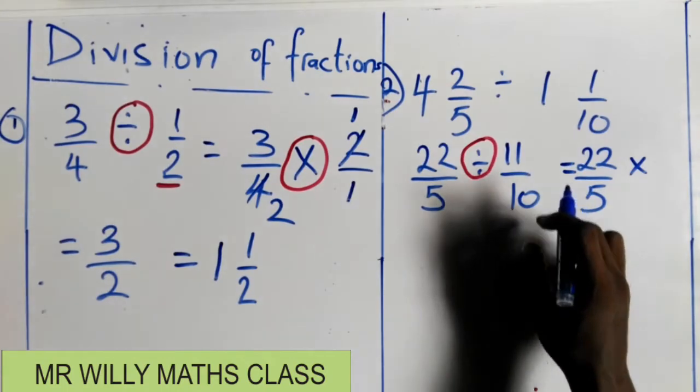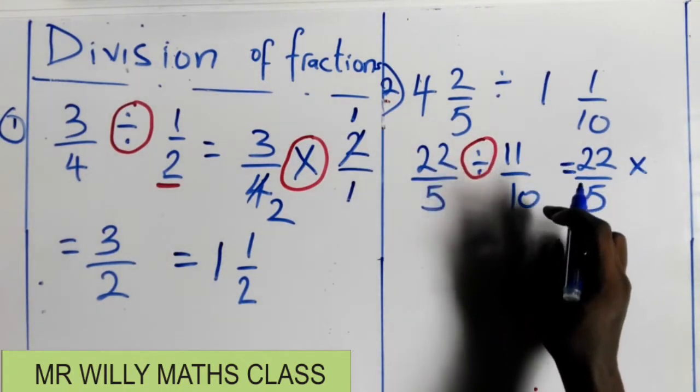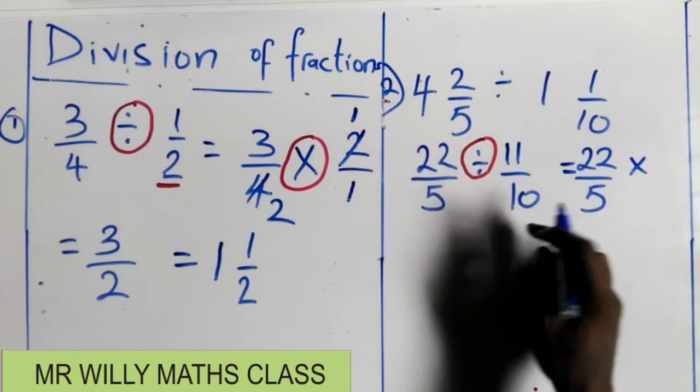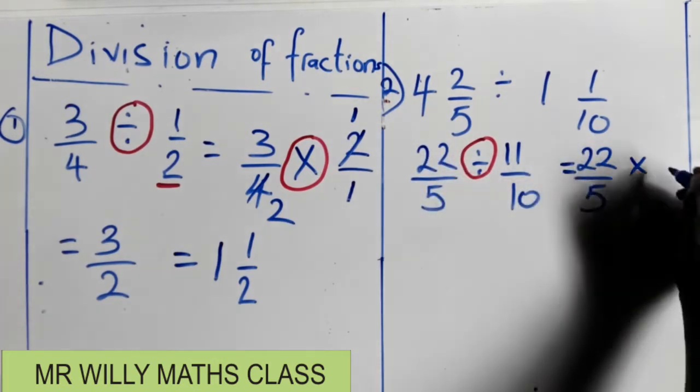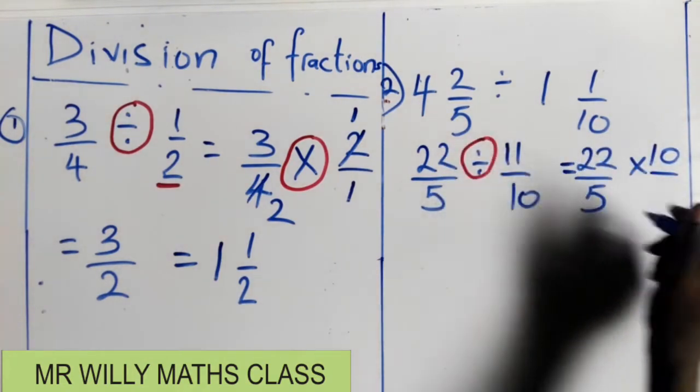You don't write the next fraction the same way it is written. You write its reciprocal. That is, the numerator will turn to denominator, and the denominator will turn to numerator. Now 10 is the denominator. The 10 will now turn to numerator, while the 11 will be the denominator. Can you see that we have turned it upside down?